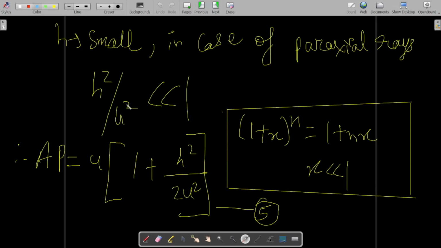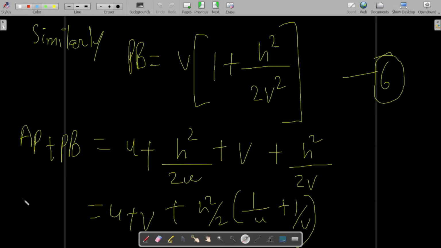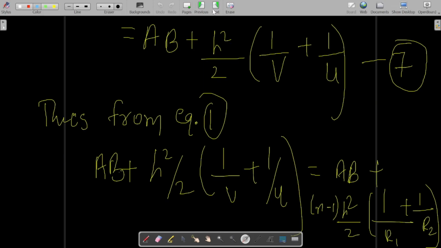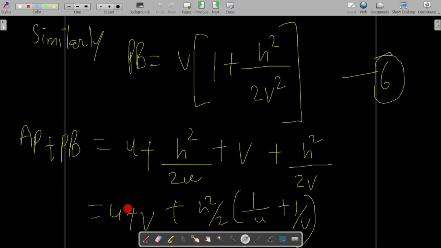Now just add AP and PB. So you will get u plus h square by 2u plus v plus h square by 2v. Then take h square by 2 common from here and here: u plus v plus h square by 2 into (1 by u plus 1 by v). After that, this particular term u plus v comes out to be equal to AB. What is this u plus v? Let's have a look at the figure.